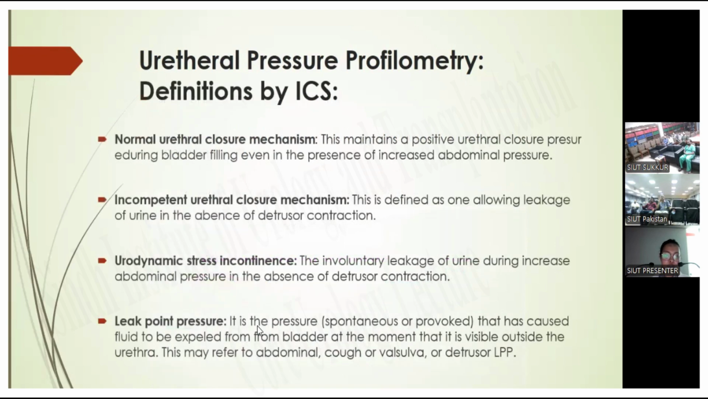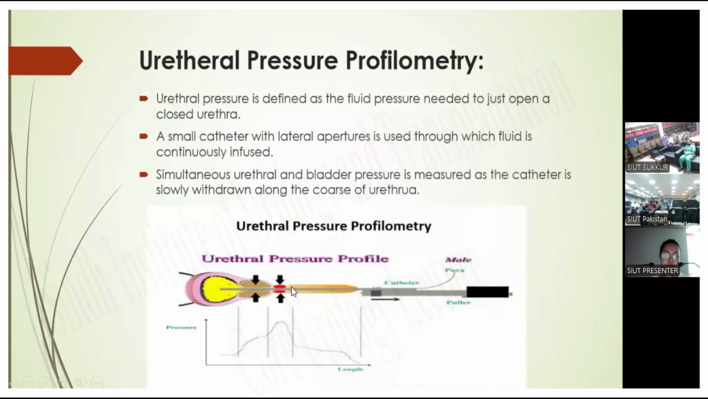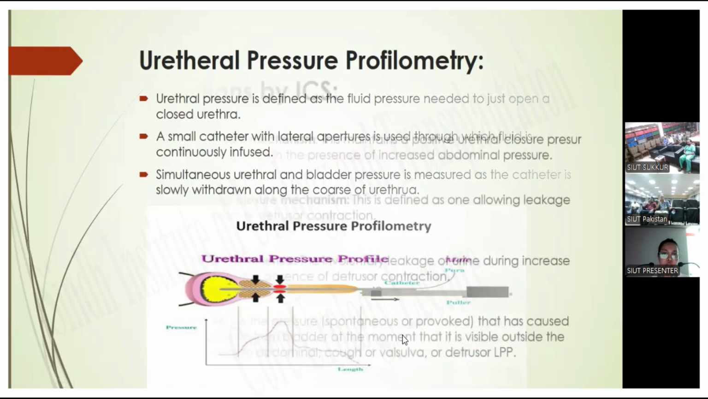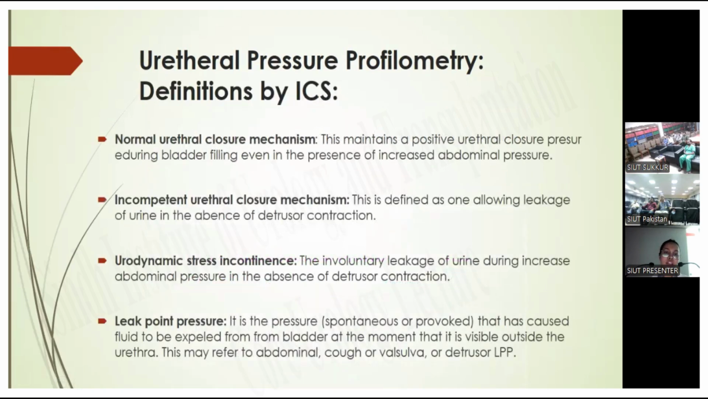This picture basically demonstrates the pressures measured at the different points. Number 1 at the bladder neck or prostatic urethra, and as we withdraw it, we measure the pressure at different levels. Urethral pressure profilometry definitions by ICS.